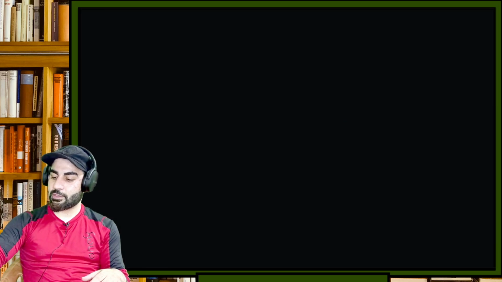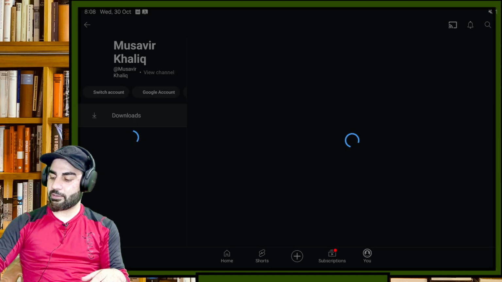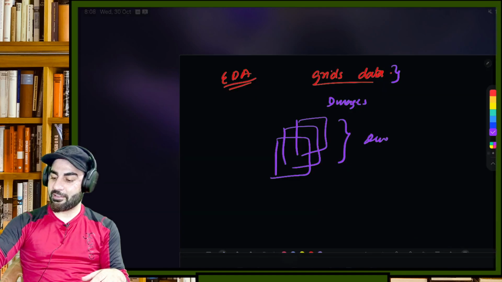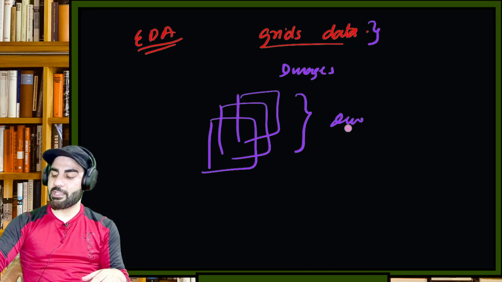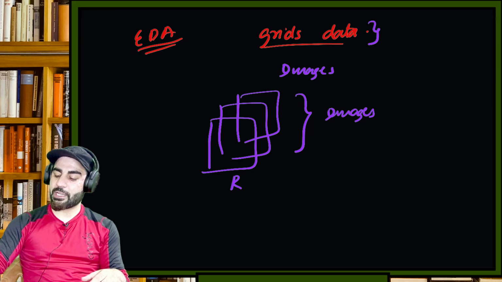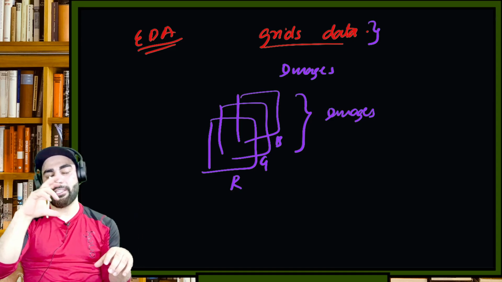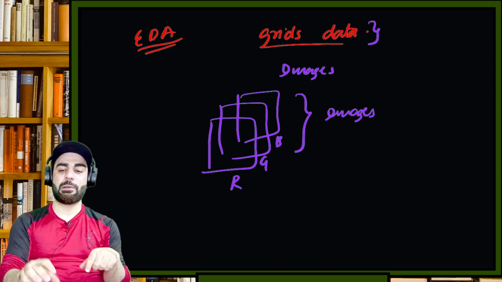Oops, not able to write. It went to YouTube, I don't know why. Okay, so you can see this is the image data. Here you will have an R channel, a red channel, a green channel and a blue channel. And each of these channels will be grid data, so there will be a bunch of pixels.